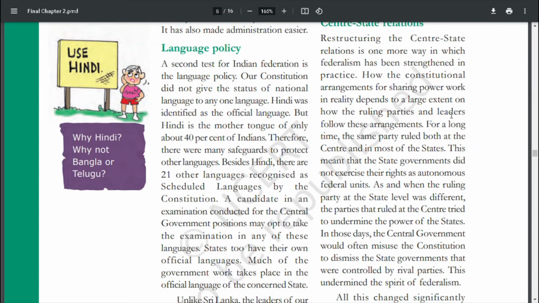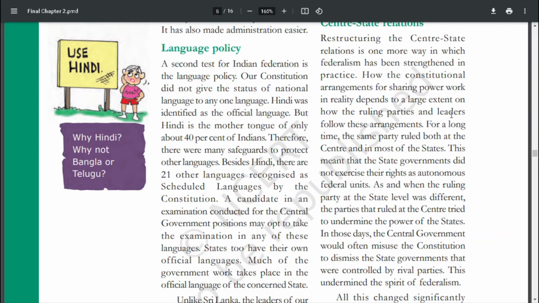Language policy. A second test for the Indian federation is the language policy. Our Constitution did not give the status of national language to any one language. Hindi was identified as the official language, but Hindi is the mother tongue of only about 40% of Indians. Therefore, there were many safeguards to protect other languages.